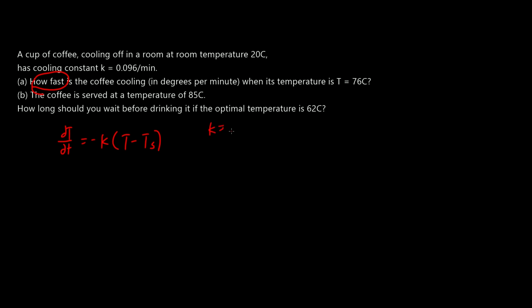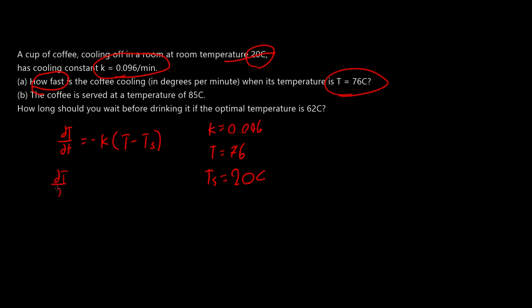So we know that K is equal to 0.096 as it was given to us here. We know that T, the temperature, is 76. That is when the temperature is 76 degrees Celsius. And then T sub S will be the temperature of the surroundings, which we were also given. It is right up there. It's 20 degrees Celsius. So now we're going to have dT over dt equaling negative 0.096 multiplied by T, which is 76, minus T sub S, which is 20.